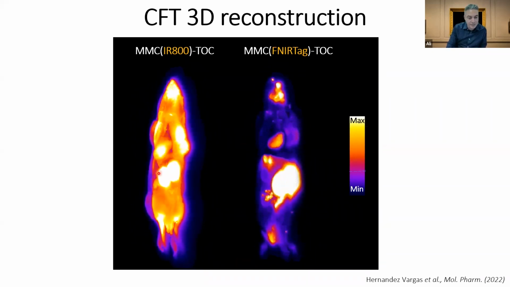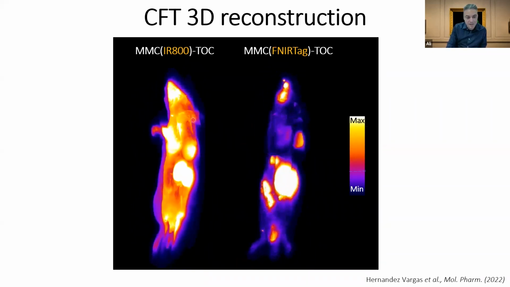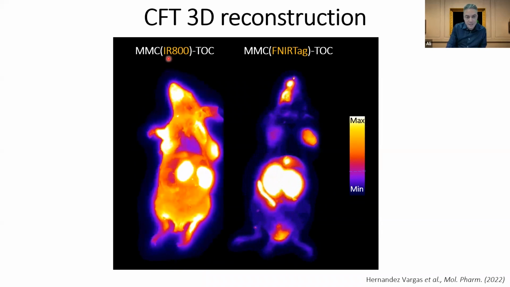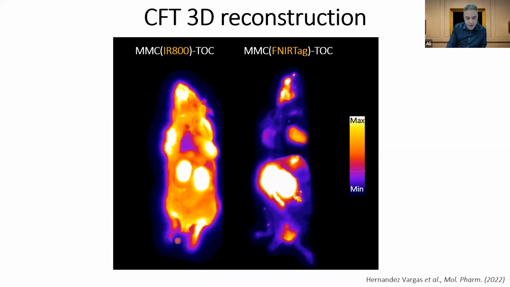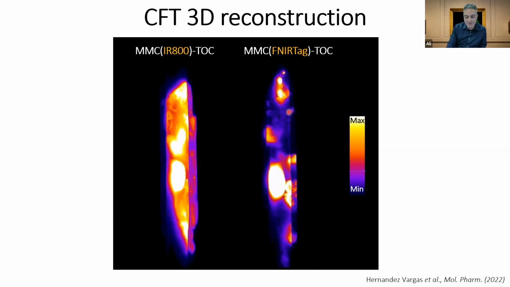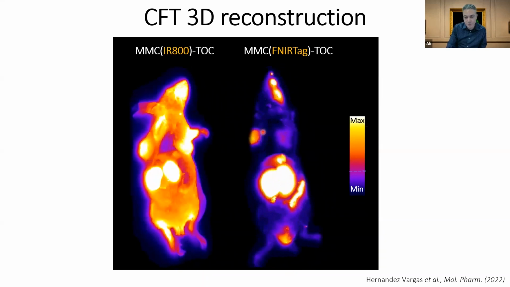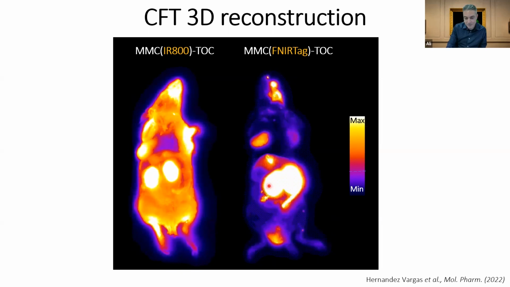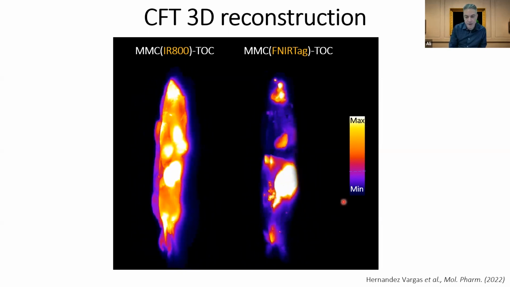But I was really excited because, again, this really drives the point home of how much background signal we see due to the IR800 throughout the body, whereas the FNIR tag gives a very clean profile, nice tumor demarcation, and it designates kidney, high renal elimination.